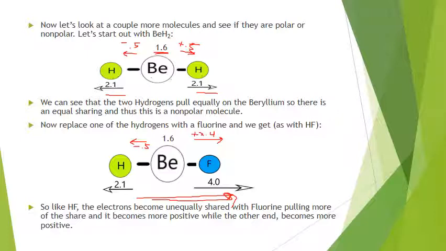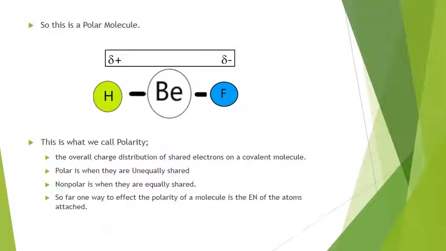So both of these have the same shape, but what determines the polarity is not the shape, but the type of molecule, the atoms that are attached to the shape. So if you have the same shape with different atoms, you can have different polarities. So this is a polar molecule, and BeH2 was not a polar molecule. You can kind of draw it like this: partial charges. So this is what we call polarity.